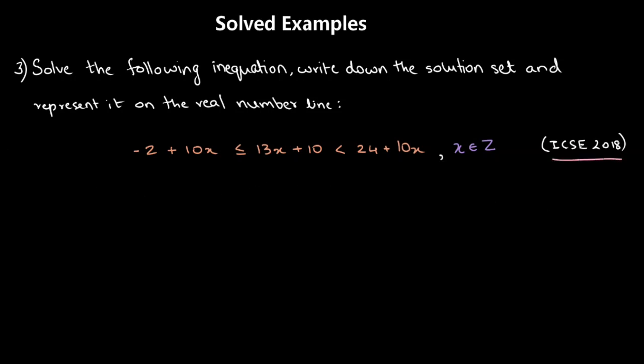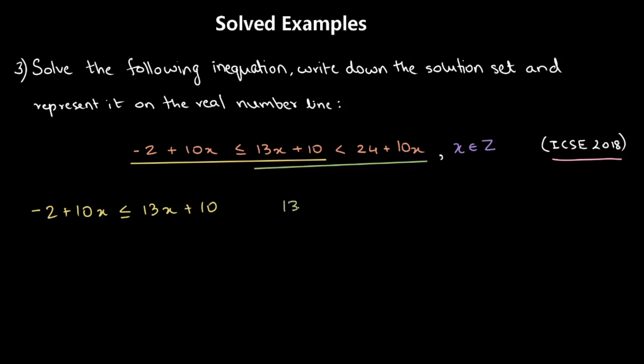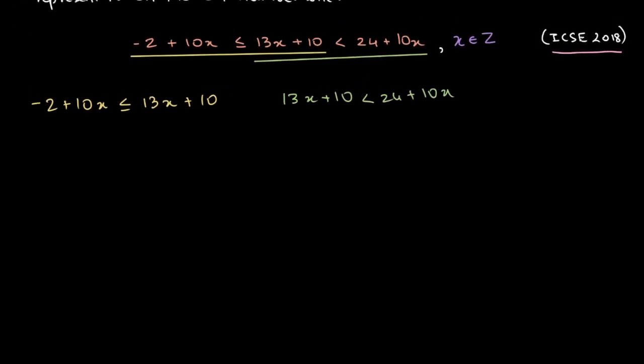Now again, if you remember, if we have this double inequality, we need to break them apart and solve them in two parts. So first part will be this, which is minus 2 plus 10x less than or equal to 13x plus 10. That's our first part. And a second part is going to be here, which is 13x plus 10 less than 24 plus 10x. So we're going to solve these two inequations separately and then combine our final answer, right?